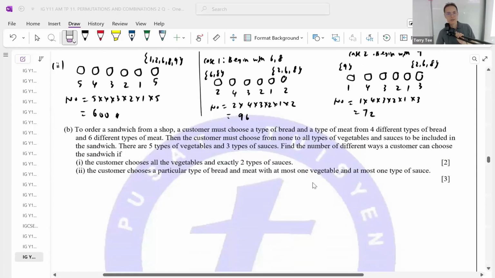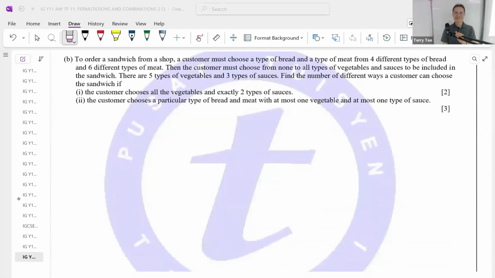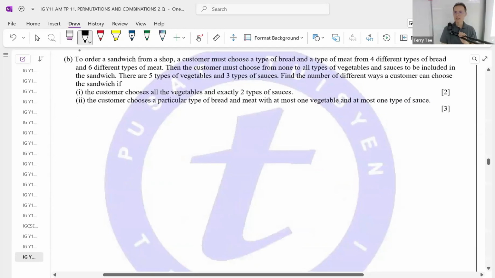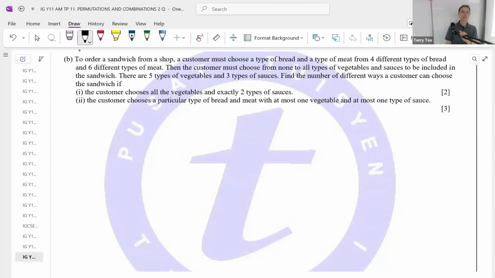Yeah? Guys, the next one I got inspiration from Subway. You know Subway? You have to choose the bread, you have to choose the meat, you have to choose the veggie and sauce, right? So here, to order a sandwich from a shop, a customer must choose a type of bread and a type of meat, from 4 different types of bread and 6 different types of meat. And then the customer must choose none to all types of vegetables and sauces to be included in the sandwich. There are 5 types of vegetable and 3 types of sauces. Find the number of different ways a customer can choose a sandwich if the customer chooses all vegetables and exactly 2 types of sauces.